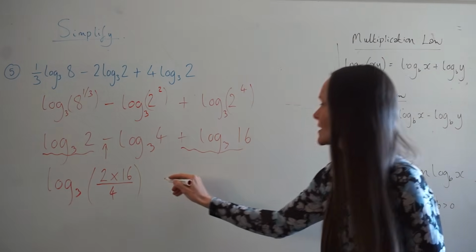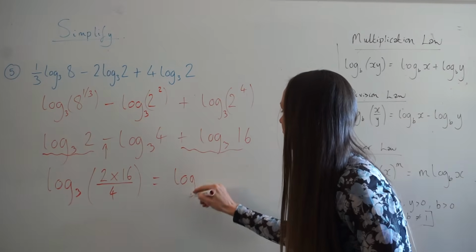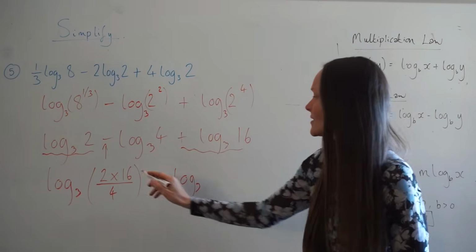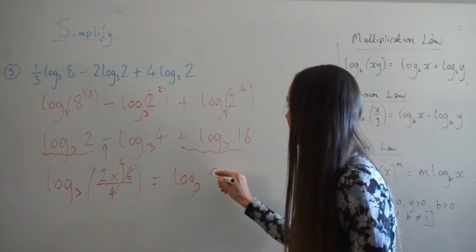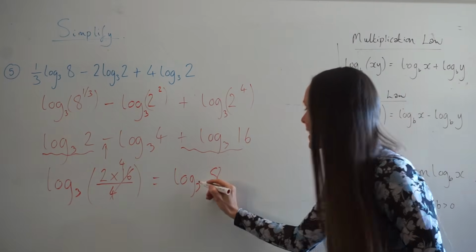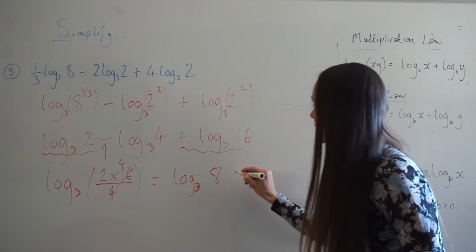Now we can work that out. I can see that 16 divided by 4 is 4, and 2 times 4 is 8. So the final answer is log 8 base 3.